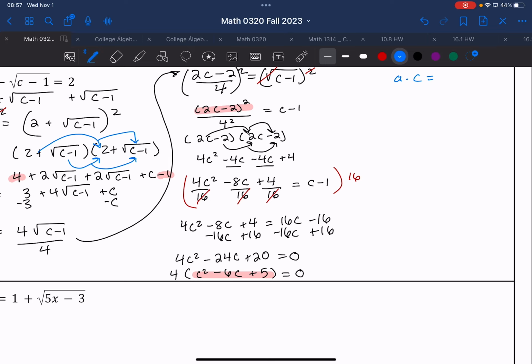5. And our B is negative 6. So what are two numbers that multiply to 5 but add to negative 6? Good, negative 5, negative 1. So that means I have c squared minus 5c minus c plus 5 equals 0.